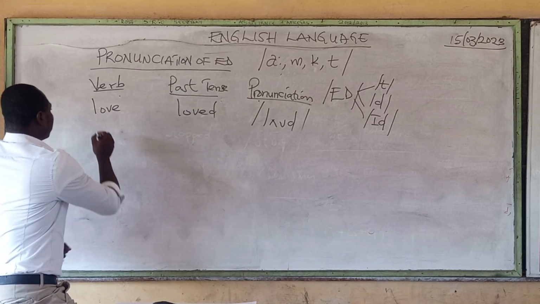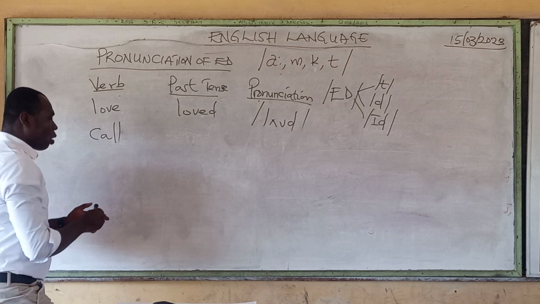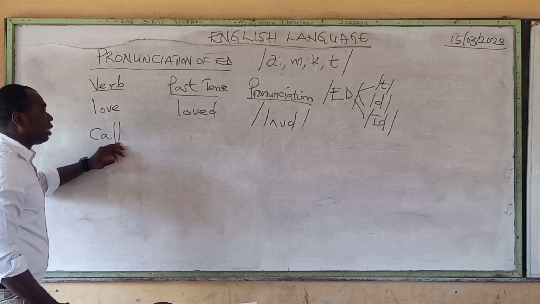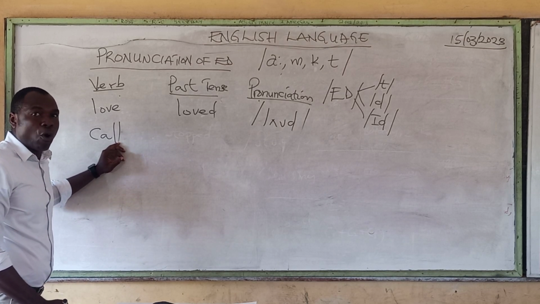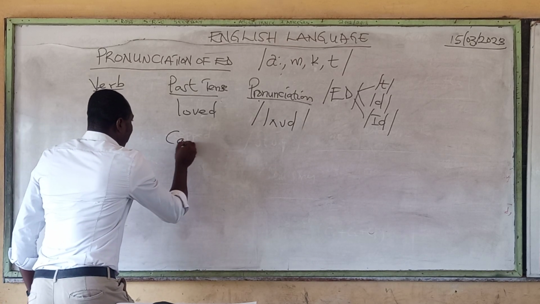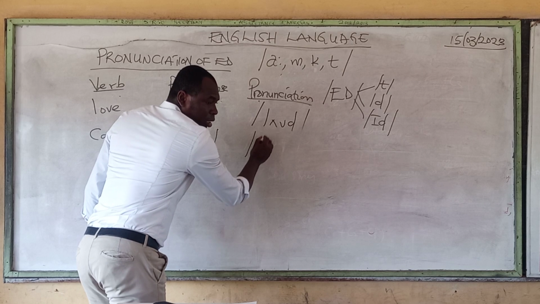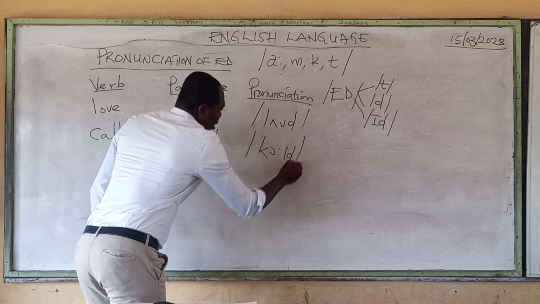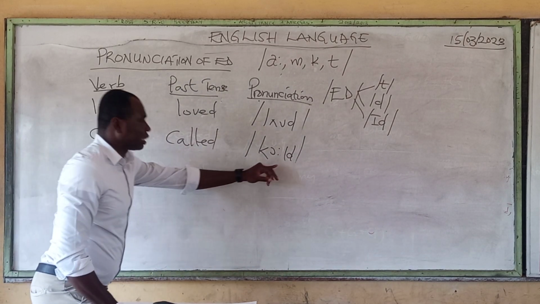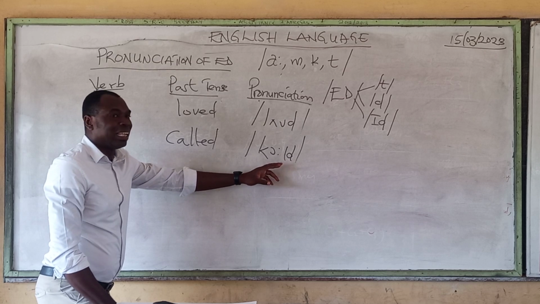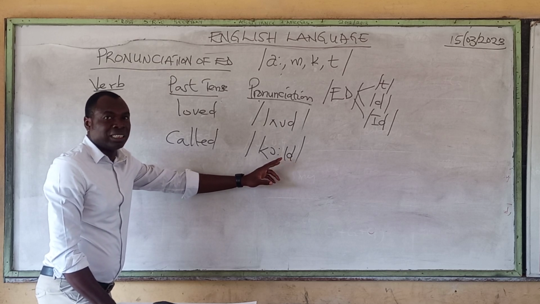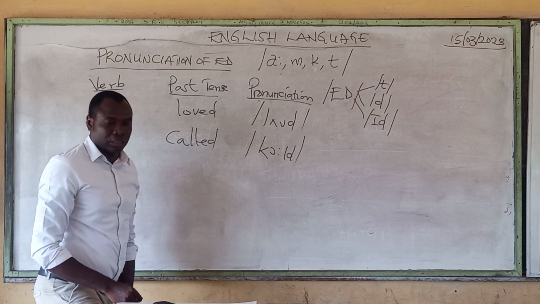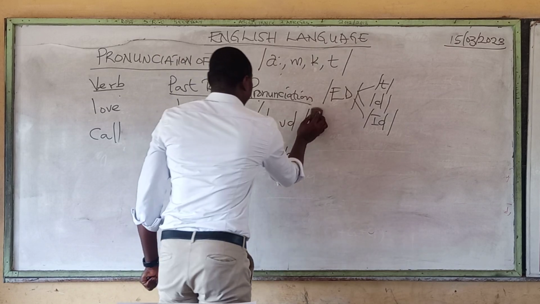Let's look at another example. Call. The verb is ending in the o sound, and the o sound is voiced. So the past will be called, because it is ending in a voiced sound, and when ED is being added, the ED will be pronounced as d. All right, we are moving on.